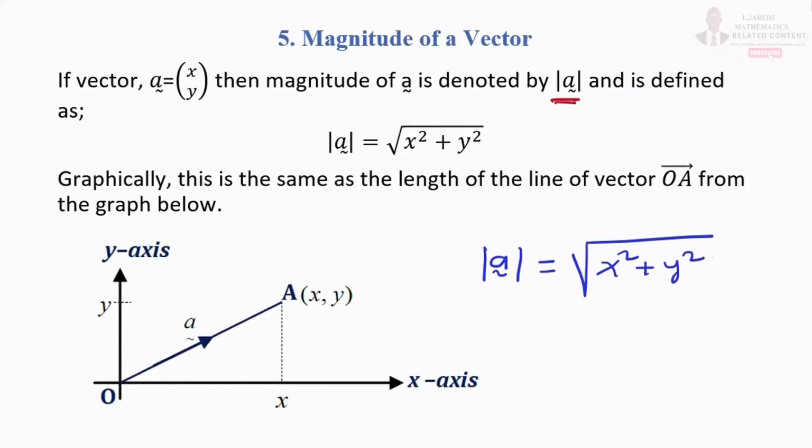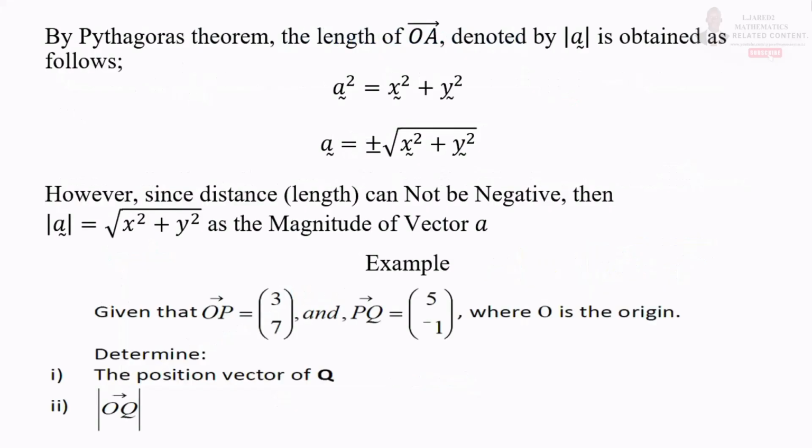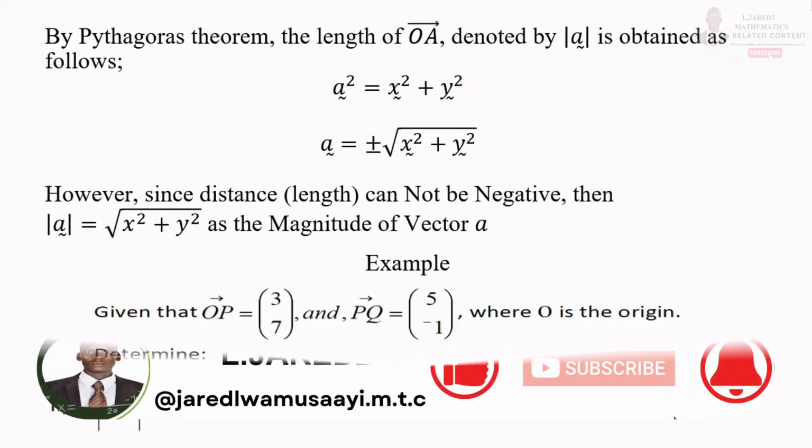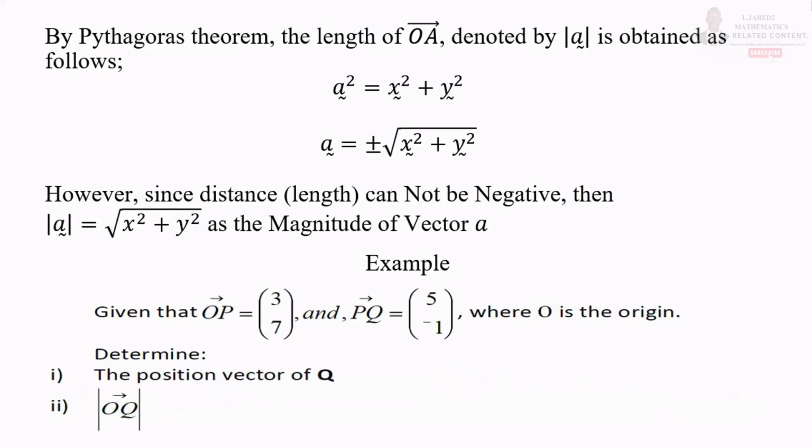Let's see how this comes about. From Pythagoras theorem, the length OA, noted by the magnitude of vector A, is obtained from this. So we are using Pythagoras theorem. If we take the square root on both sides, we get plus or minus the square root of x squared plus y squared. However, since we are getting magnitude or length, which has no sign, I mean it's always positive, we eliminate the negative, which gives us the square root of x squared plus y squared, noted as the magnitude of the vector A.